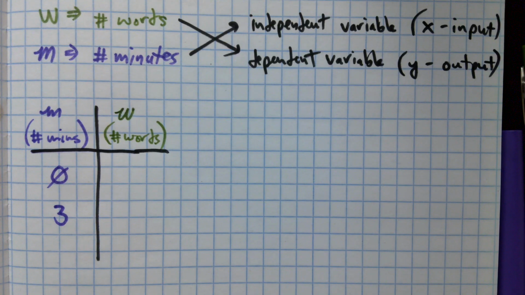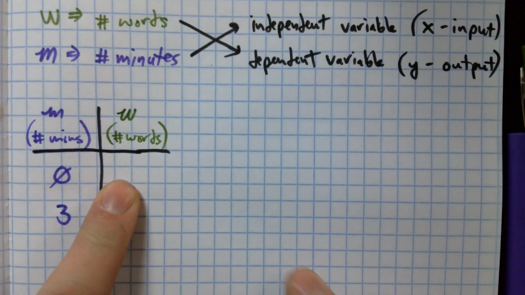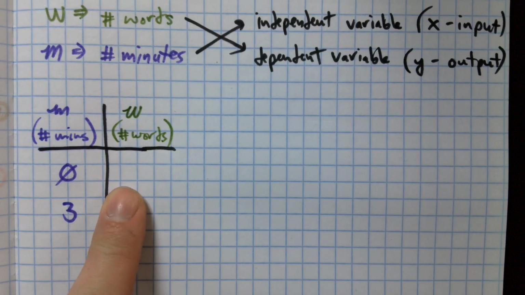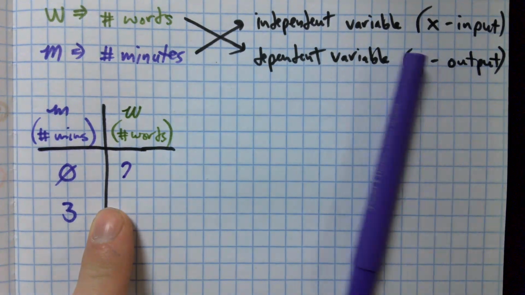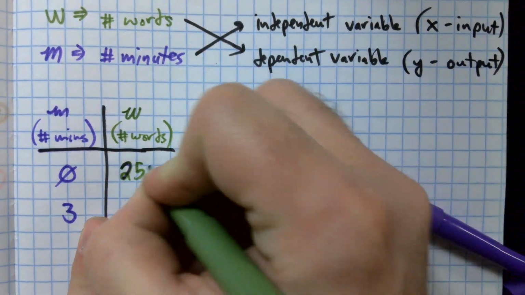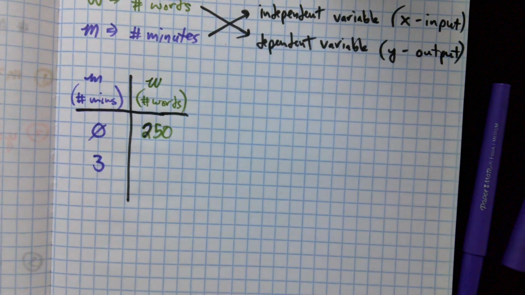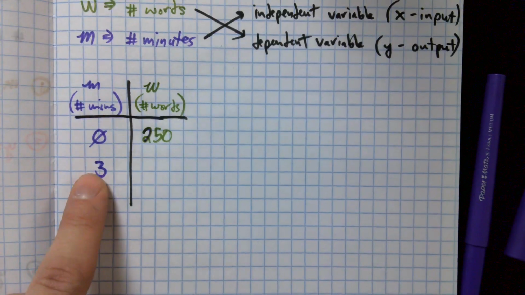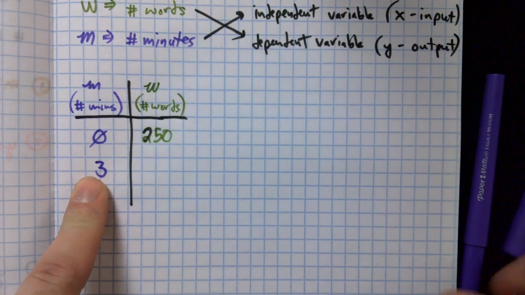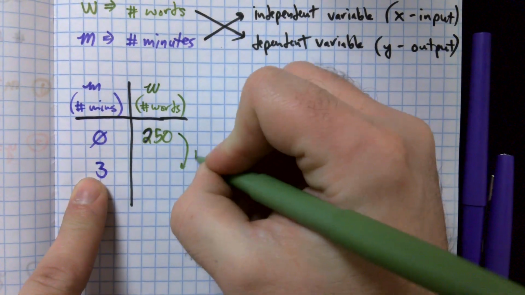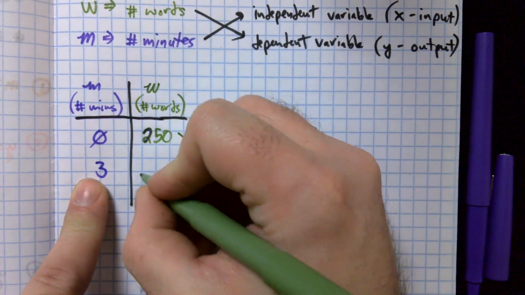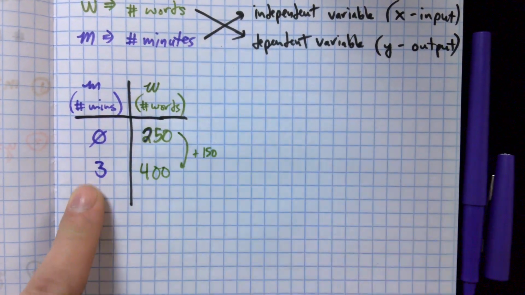What's my W going to be at 0 minutes? 0. Give me a thumbs up if you agree. It would be 0. Wait. Reread the question. What does it say? He already has 250 words. Nebi has already typed 250 words. That's going to be my B value. After 3 minutes, how many more words have they typed? 150. So what's 250 plus 150? 400.